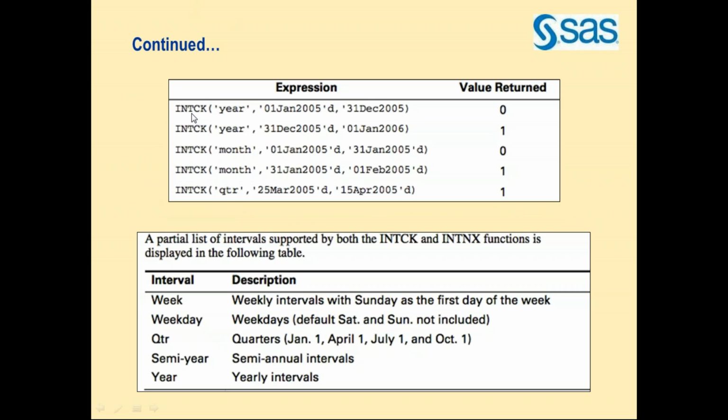So let's check this example. INTCK. So you are looking for a difference of year. This is the start date and this is your end date. So if you look at these 2 dates, the difference year wise is 0, right? Why? Because the year has not changed. However, if you check for the number of days, you will find the answer as 365.